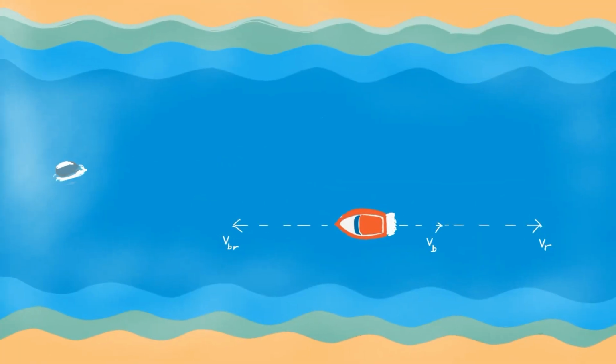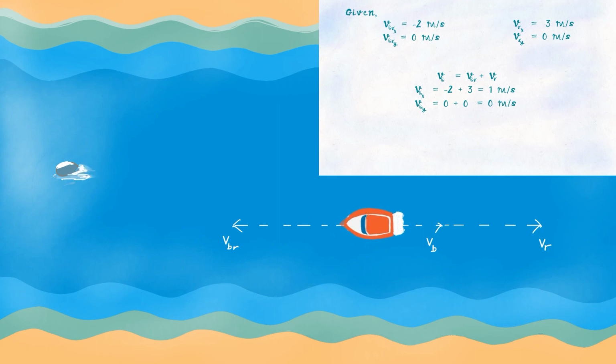In this scenario, the river is flowing with velocity of 3 meters per second along positive x-axis and the boatman is trying to steer the boat in the opposite direction with velocity of 2 meters per second. But, because of the river current, the boat will appear to be moving towards the right with velocity of 1 meter per second.